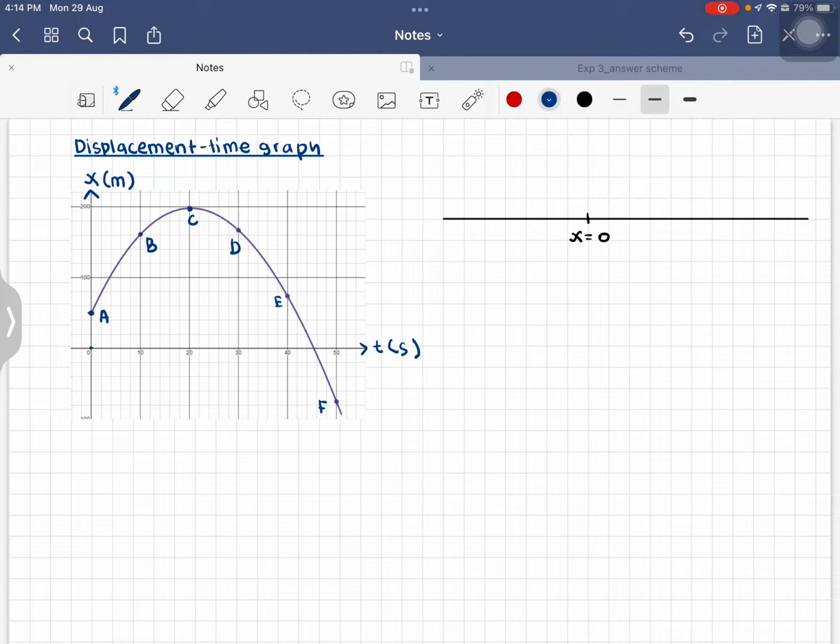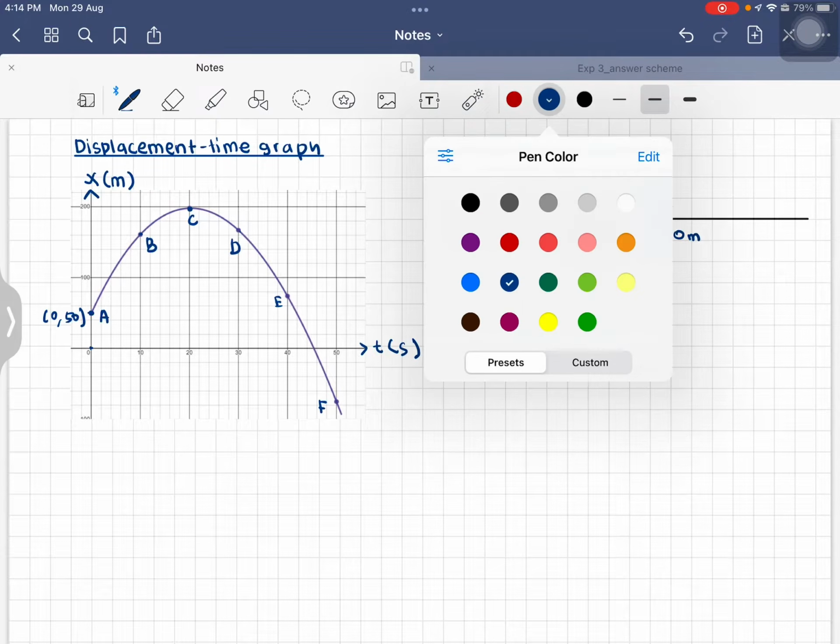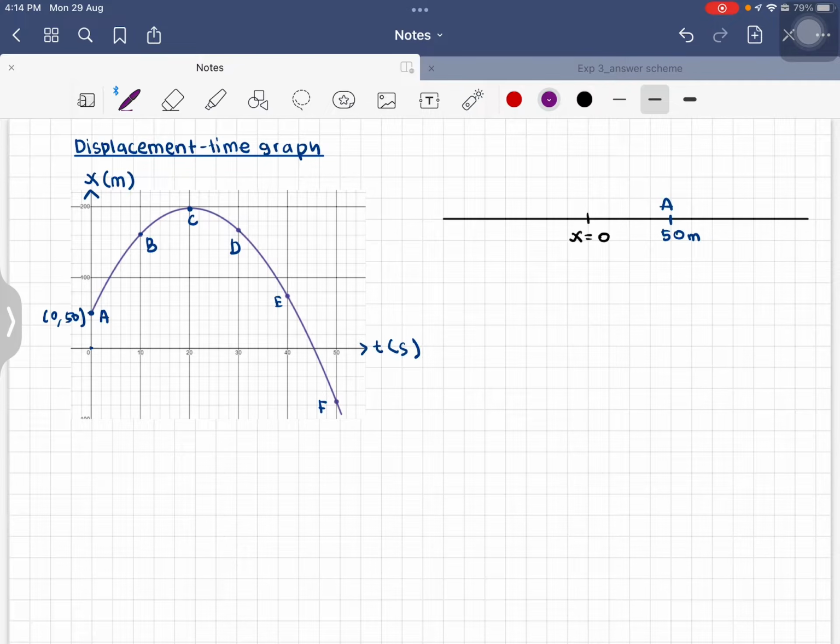If you look here, its point is 0 and 50. Positive 50 meter shows that your position of A is to the right of your reference point, to the right because it is positive. So let's say your point A is here, which is 50 meter to the right. This is point A. And then it moves to point B.